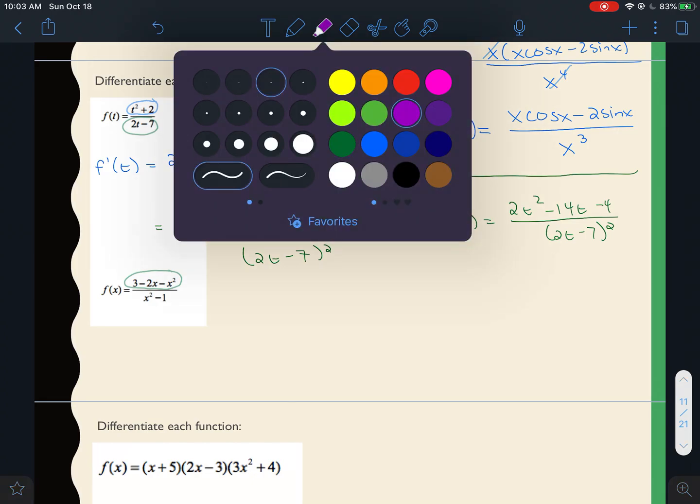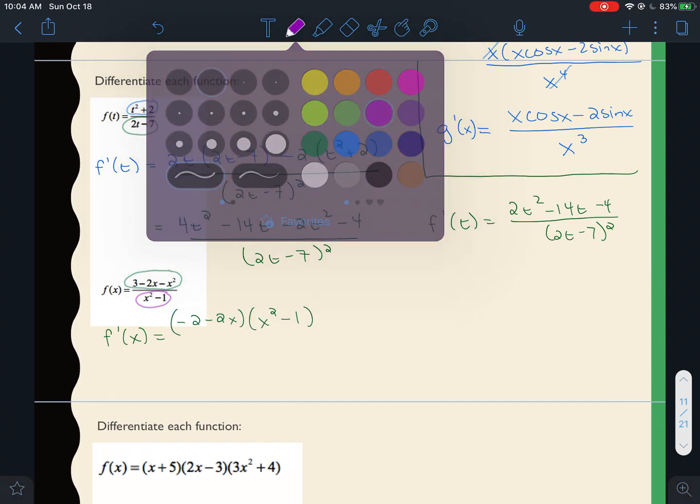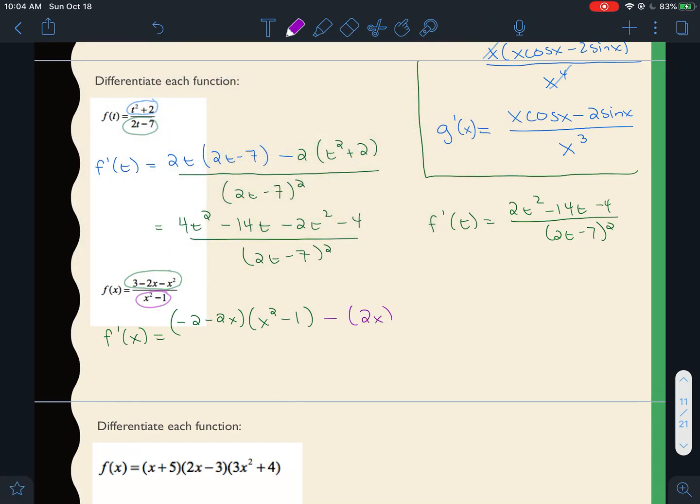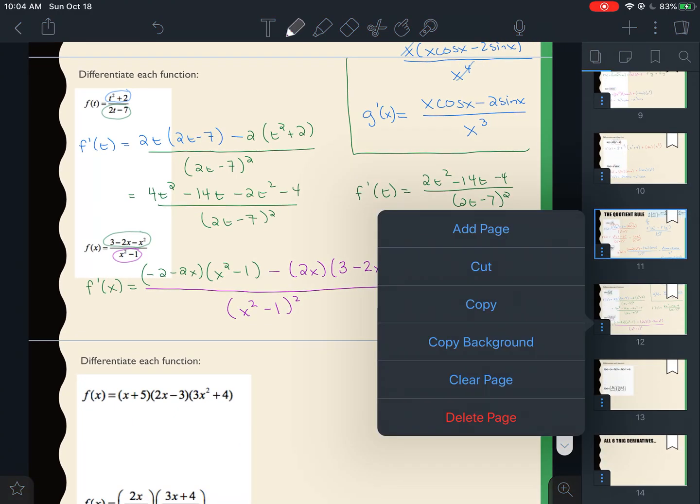On the next one, we have 3 minus 2x minus x squared as the numerator, and x squared minus 1 as the denominator. So if we want to take the derivative of this using the quotient rule, the derivative of the numerator would be negative 2 minus 2x, times the denominator, x squared minus 1, minus the derivative of the denominator, which is 2x, times the numerator, 3 minus 2x minus x squared, all over the denominator squared, x squared minus 1 squared.